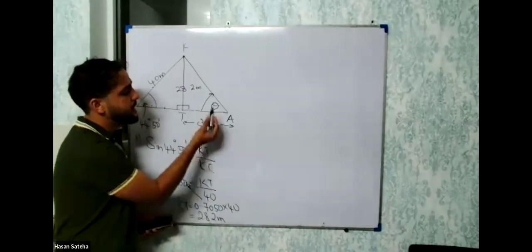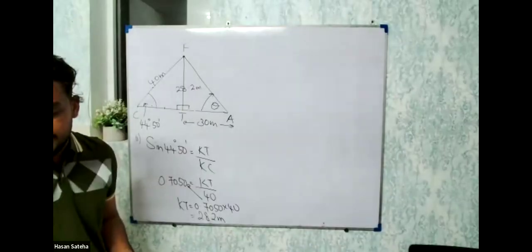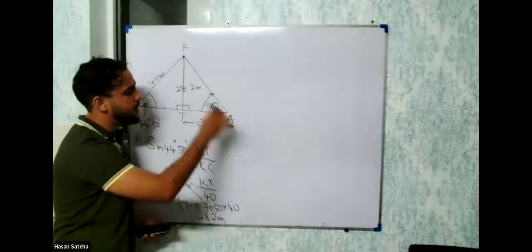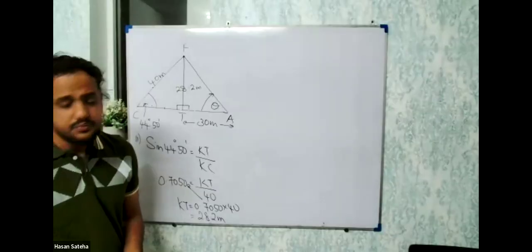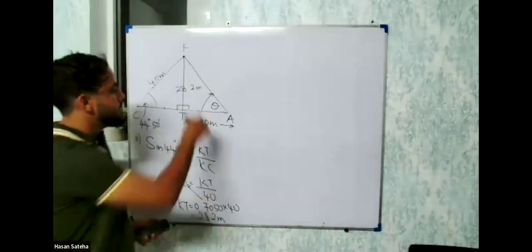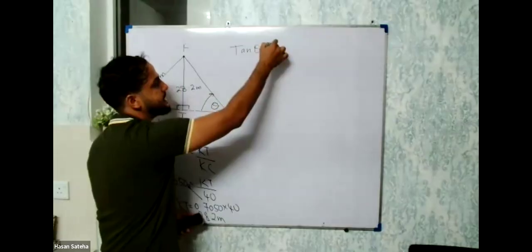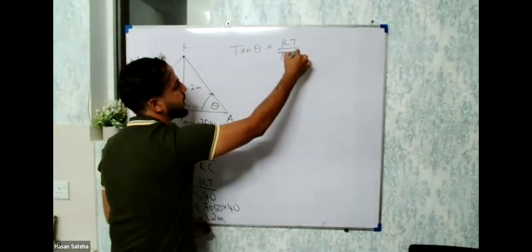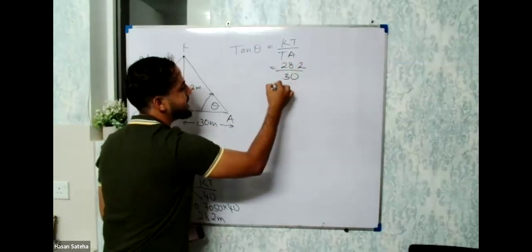Quickly tell me, for this angle, what is this KT? Is it opposite, adjacent, or hypotenuse? Opposite. You don't know KA. KA is unknown. What you know is AT or TA here. What is that? Adjacent. So what is the ratio you're going to use? Opposite and adjacent. Tan. So in this triangle, we can use tan of this theta. Tan theta is equal to opposite KT over adjacent, that is TA. Now KT, that is 28.2 divided by TA, that is 30.